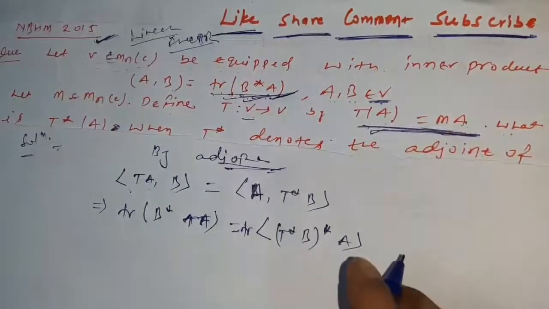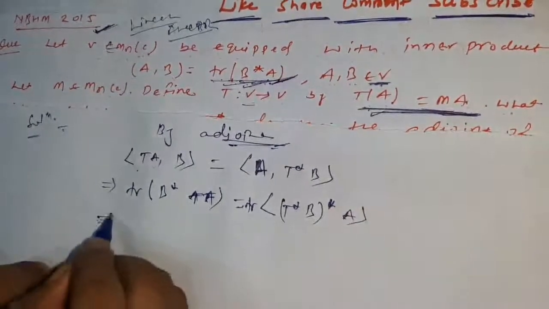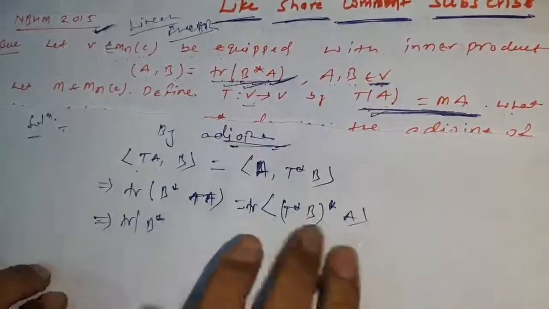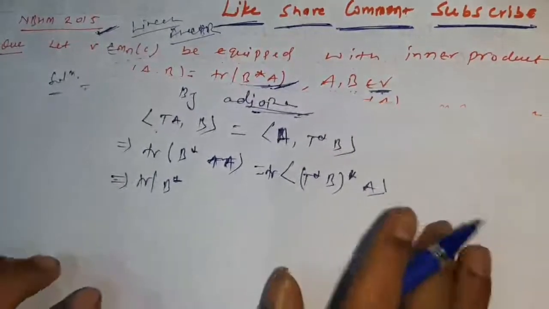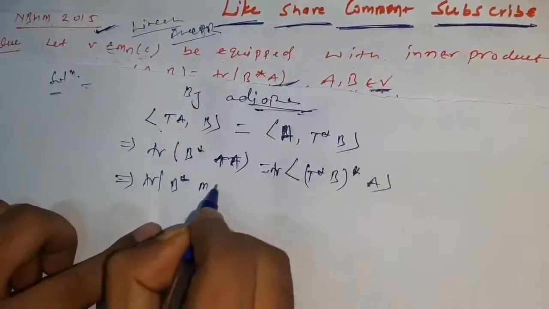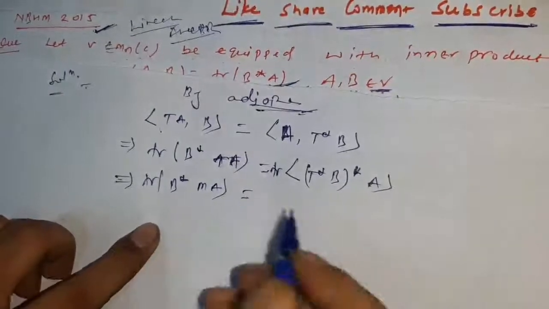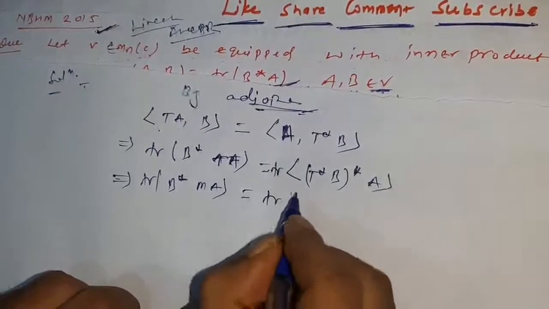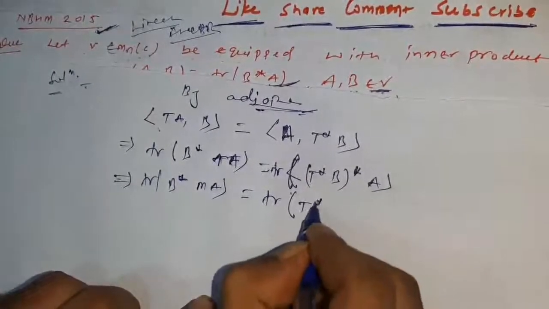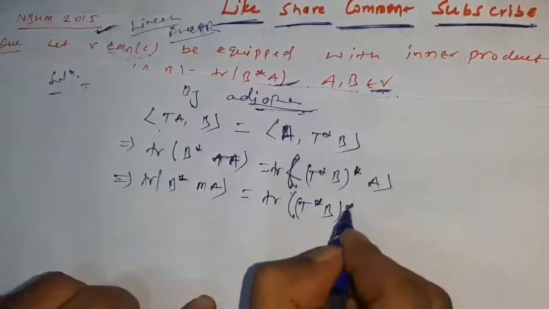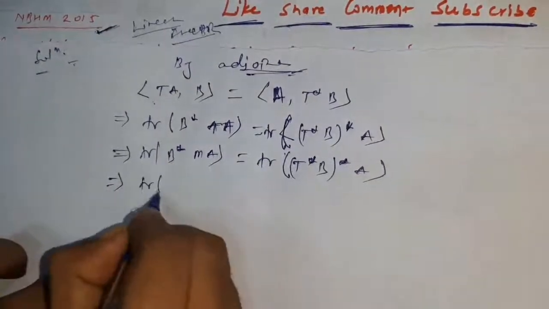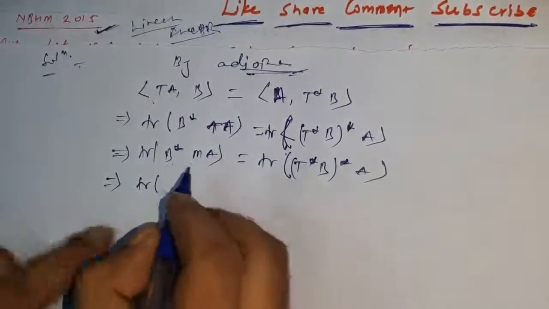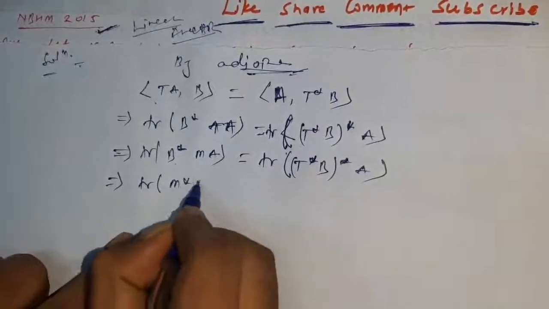Now, trace of B star A: the value of T(A) we know, and we will use it here for finding the value of T star A. So T(A) will be written as MA, giving trace of B star M A, and on the other side trace of (T star B) whole star A. Now one step further: B star M can be written as (M star B) whole star.